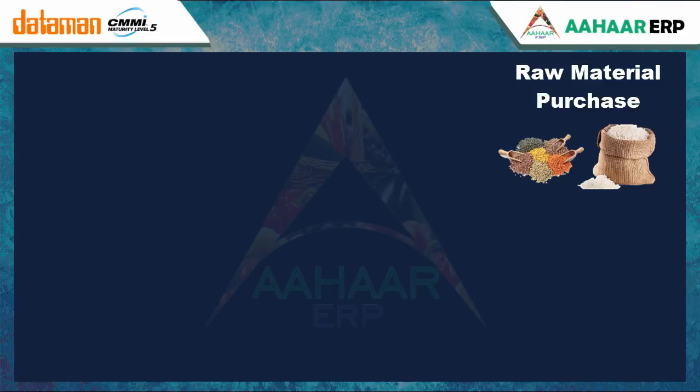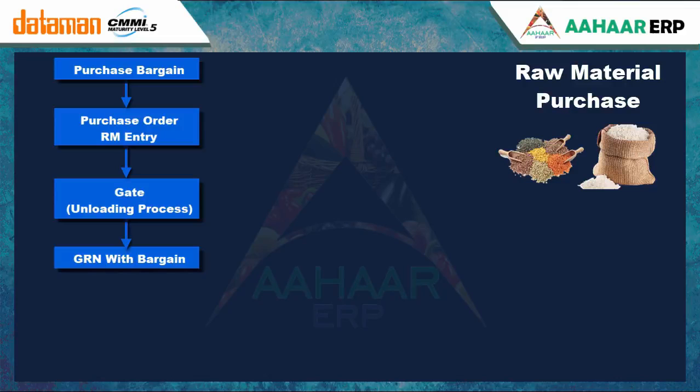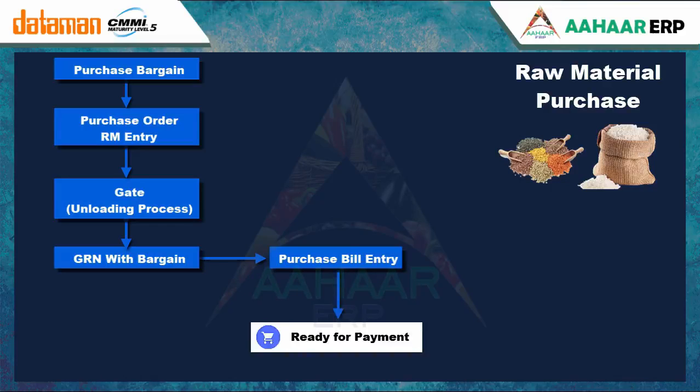In case of raw material purchase, we need to follow this process. Start with purchase bargain. Then we do purchase order RM entry. Then we follow unloading process through gate module. After that we do GRN with bargain, and purchase bill entry. Store material is ready for payment.